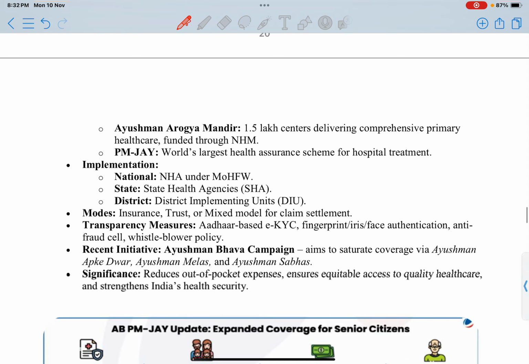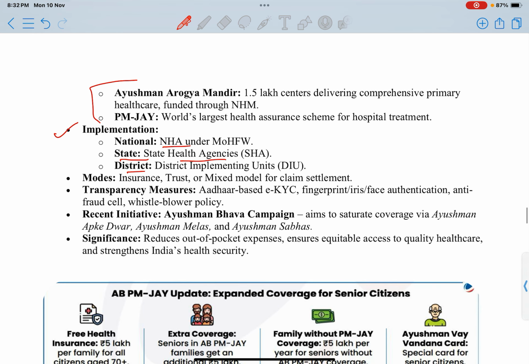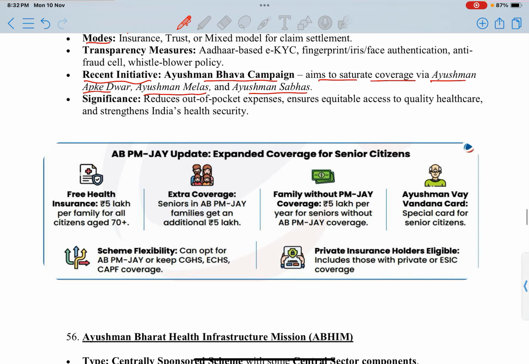Now, what are the components? There are some components implemented by the NHA, state health agencies, and also district administration. Now, what is the mode of payment? It is paid directly to the hospitals, either private or government. Then there are some other recent initiatives. For example, the Ayushman Bhava campaign. It aims to saturate coverage via Ayushman Aapke Dwar, Ayushman Melas, Ayushman Sabhas, etc. So this is again very important.